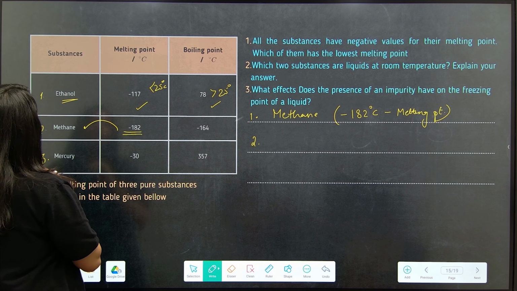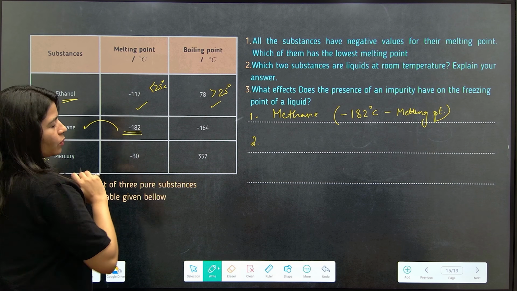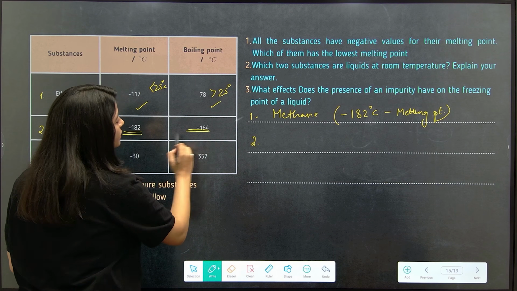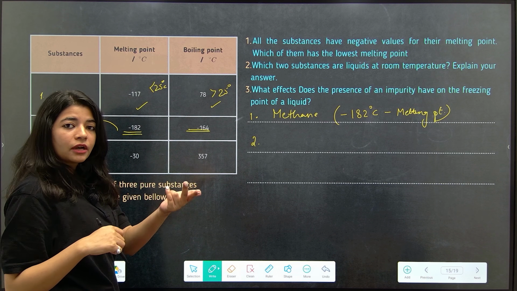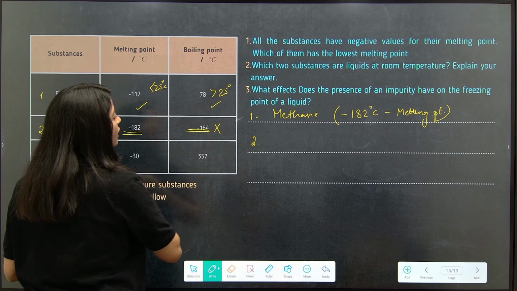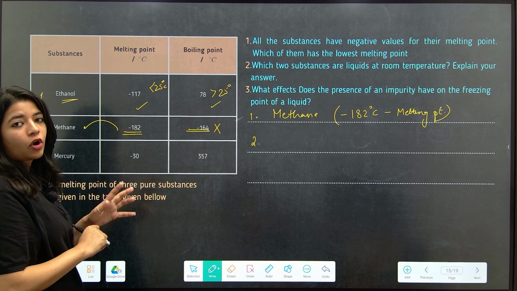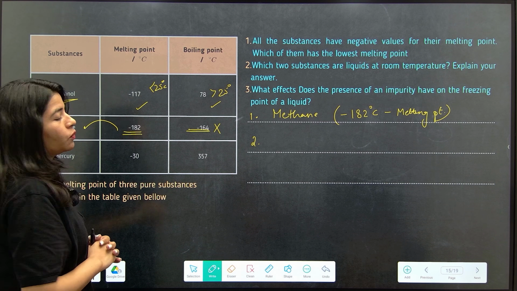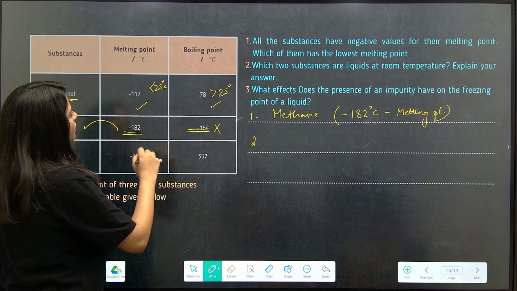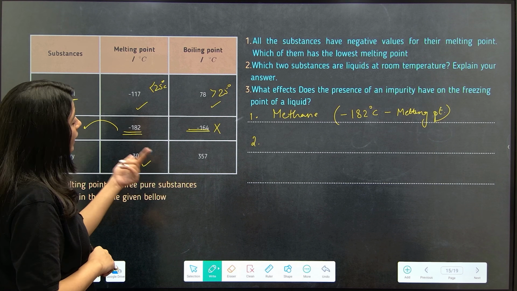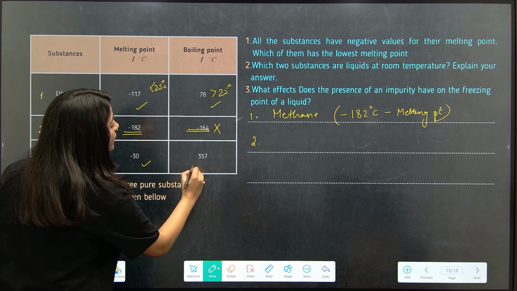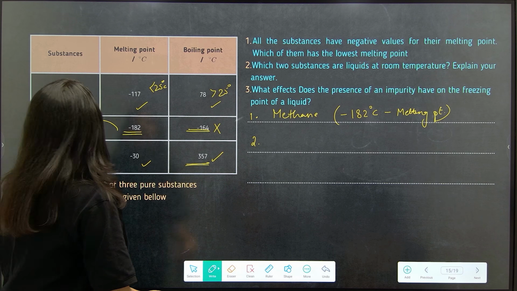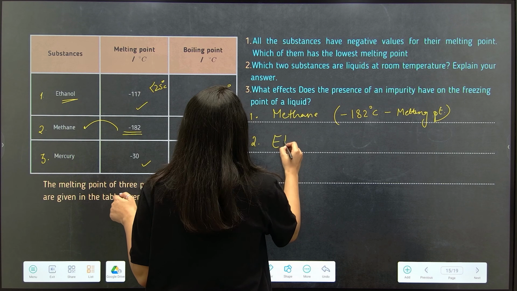Next, let's check for methane. Melting point less than 25 degrees Celsius, yes. But let's check the boiling point: minus 164. It should be greater than 25, but it is less here. So this cannot be my answer. Therefore, methane cannot be liquid. Now, mercury. Let's check. Melting point is minus 30, which is less than 25 degrees Celsius, correct? Then, boiling point greater than 25 degrees Celsius, which is 357. Therefore, yes, it satisfies both the conditions. Hence, ethanol and mercury become my answer.